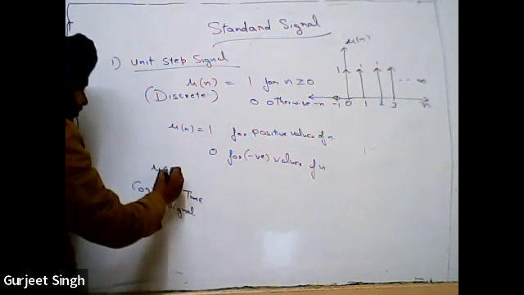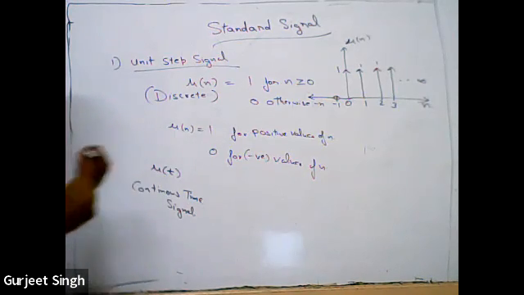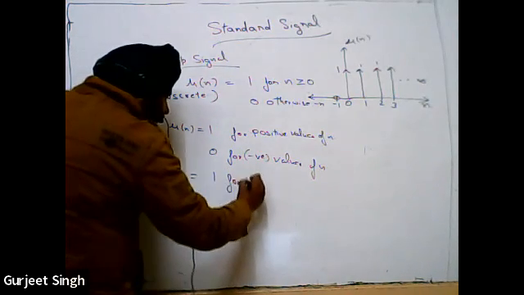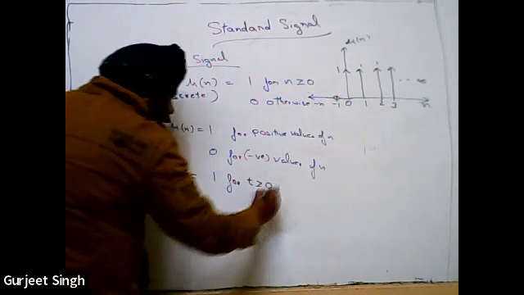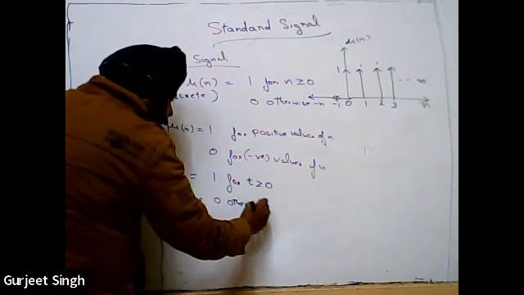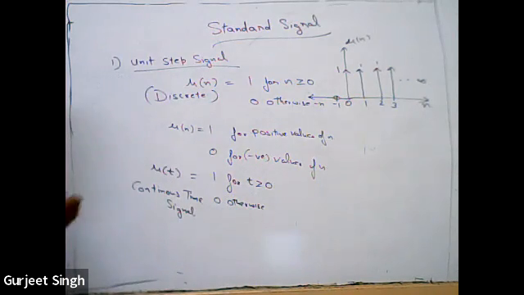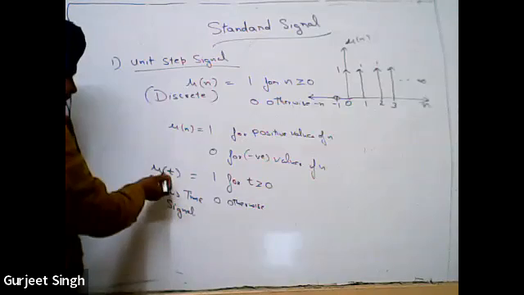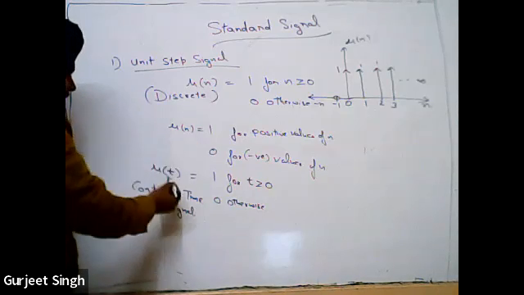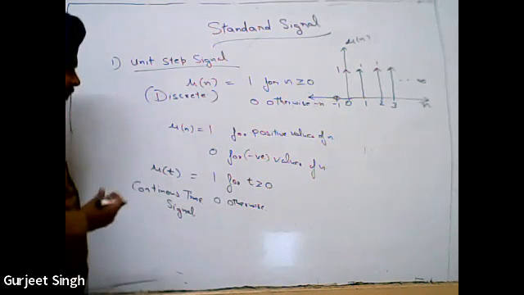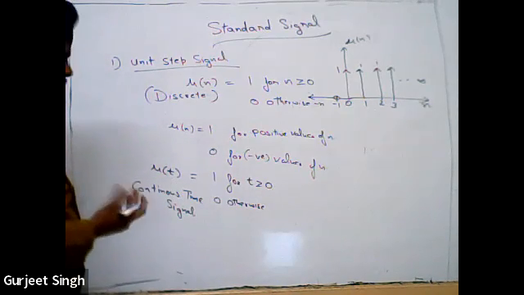This is u(t), small t basically, and its value is equal to 1 for t greater than or equal to 0, or 0 otherwise. Okay, this is the unit step signal in the continuous time signal. Here we are replacing n by small t. Its value is 1 for t greater than or equal to 0, or 0 otherwise.